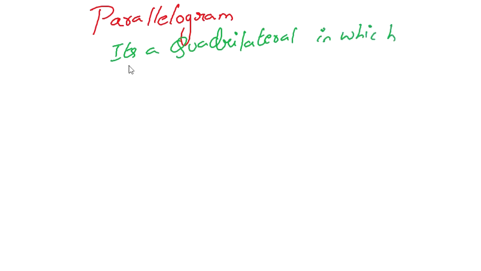So now let us learn about the most important type of quadrilateral, known as a parallelogram. What is the definition of a parallelogram? A parallelogram is a quadrilateral in which the opposite sides are parallel.